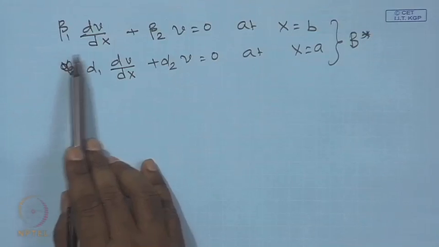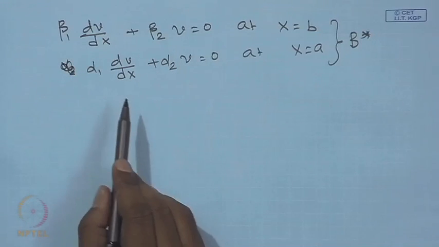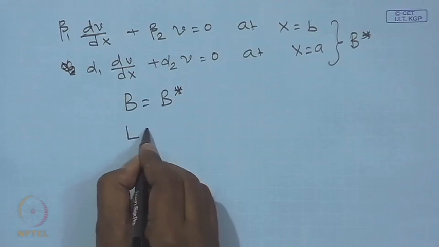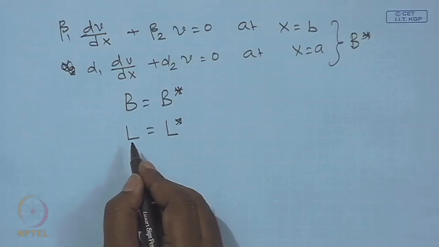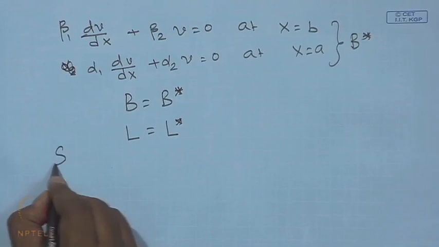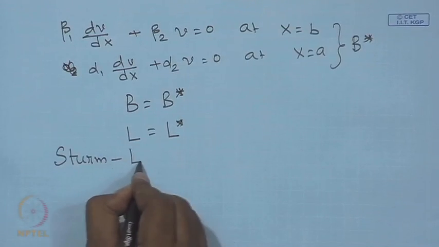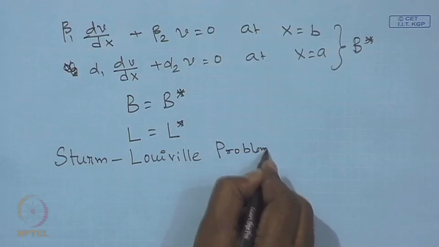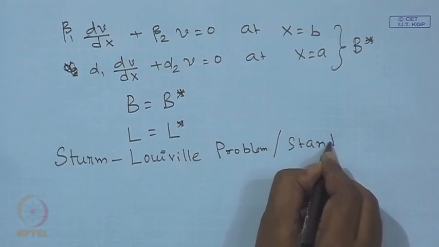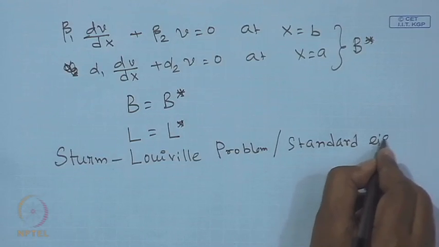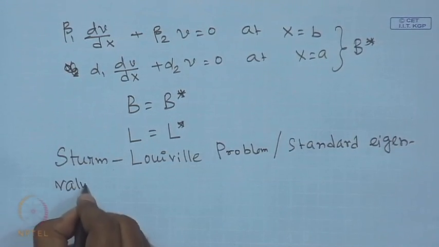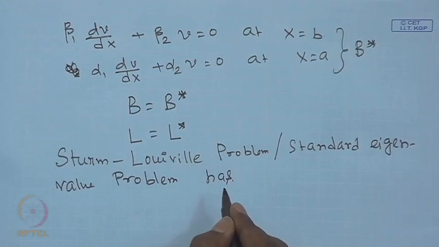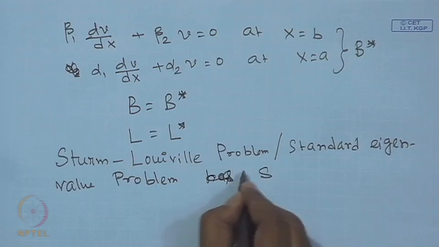So, beta 1 du dx plus beta 2 u equal to 0 at x is equal to b. Therefore, both B and B star are identical, and we had L is equal to L star already proved earlier. So, we have proved that the Sturm-Liouville problem, or standard eigenvalue problem, is a self adjoint problem.